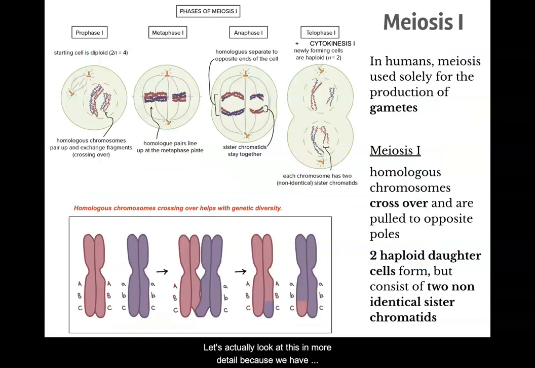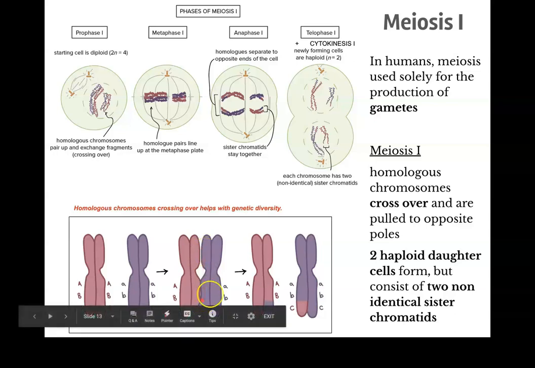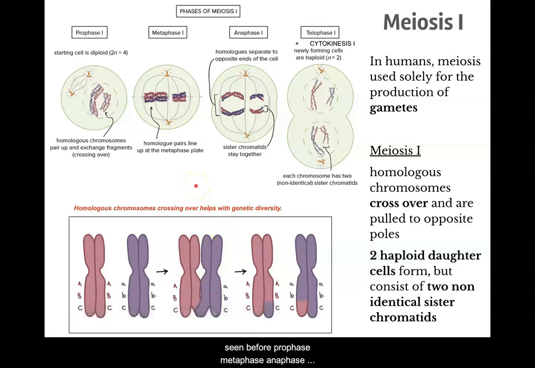Let's actually look at this in more detail because we have phases occurring during each part of meiosis. So that image I showed you before is a nice, beautiful diagram showing you the overall picture of what's going on in the two different parts of meiosis and your end result. Now let's just look at meiosis I. So in meiosis I, we're going to see PMAT phases that you've seen before: prophase, metaphase, anaphase, telophase, and very similar things that are going on that we've seen with mitosis.